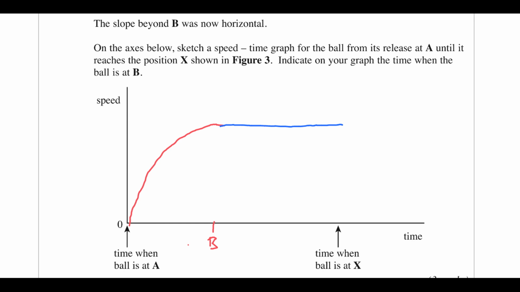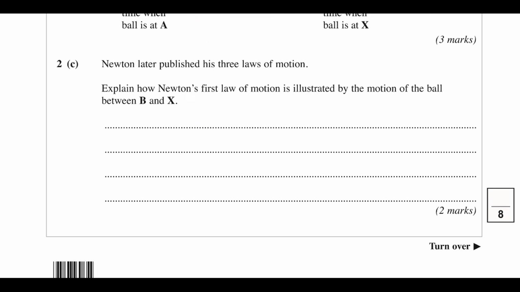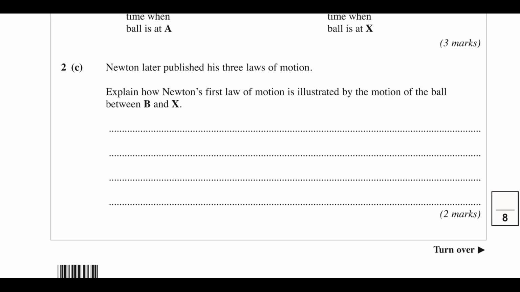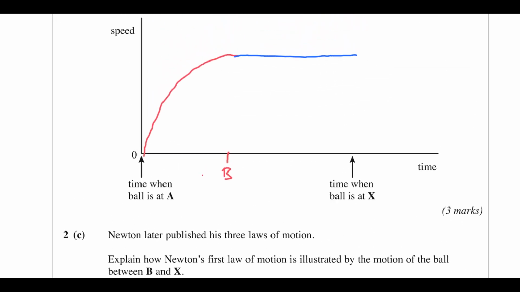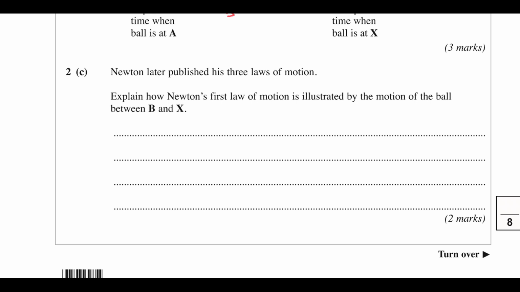So let's crack on. So Newton later published his 3 laws of motion. Explain how Newton's first law of motion is illustrated by the motion of the ball between B and X. So the first thing I would say is that in the horizontal direction, the resultant force is 0, therefore acceleration is 0, therefore velocity stays the same.